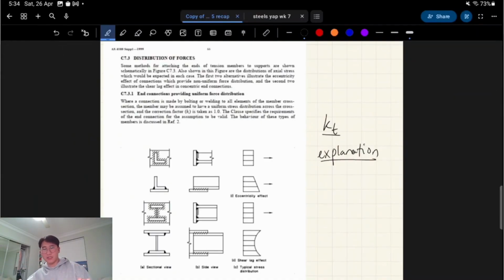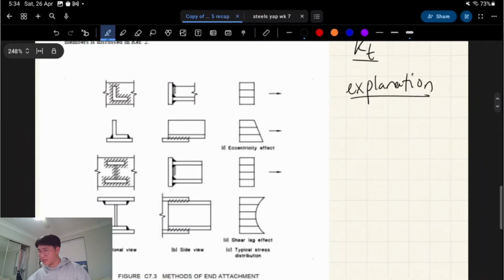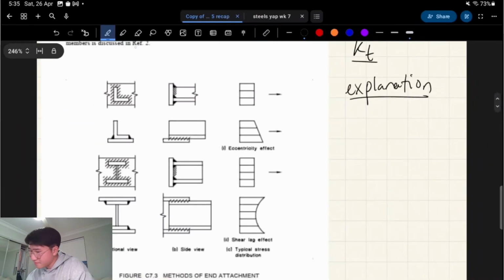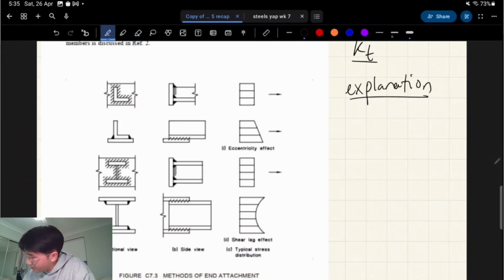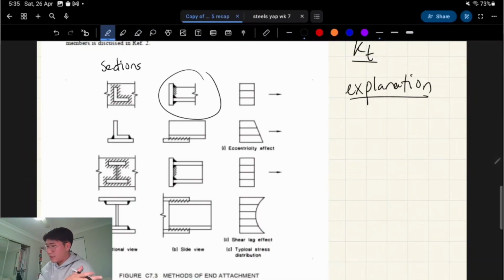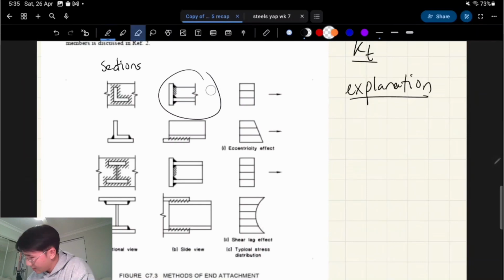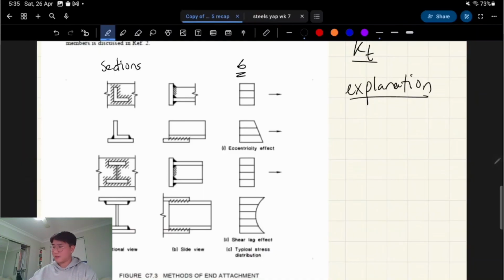What it says is kind of what I just said earlier, but it helps to visualize it. So here's looking at the section as a cross section. These are just various examples. So this one's like an equal angle being welded onto another member, for example, a plate. Here's what it would look like side on, in elevation view. And here's what the stress distribution looks like, right? So this is uniform and it's in tension, right?